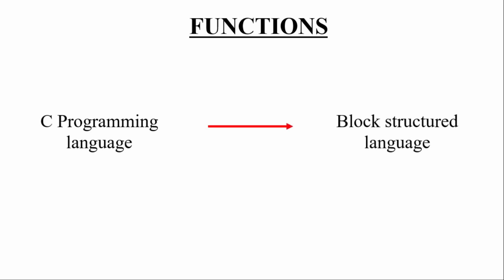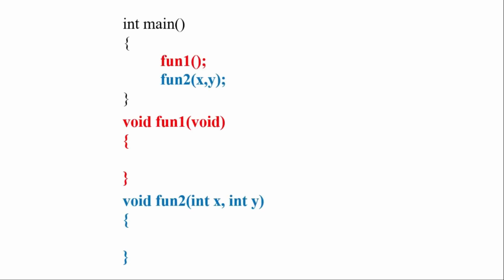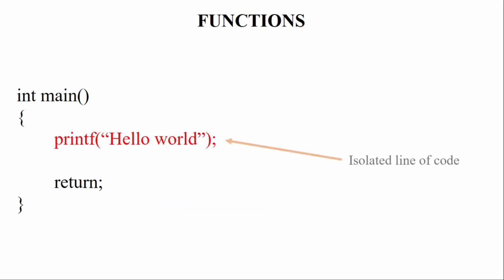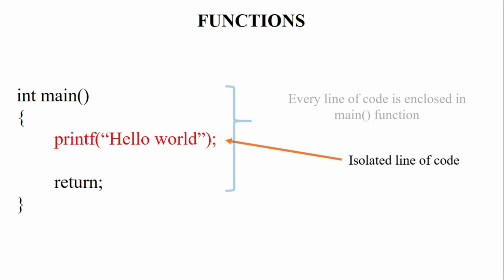So let us start. Functions actually form the base of C programming language. This is because C programming language is a block structured language. The programs written in C language must have functional and meaningful blocks. In simpler terms, it means that every line of code a programmer writes must be enclosed within a function. So we can say that functions are the backbone of C programming and its usage is critical to programmers.